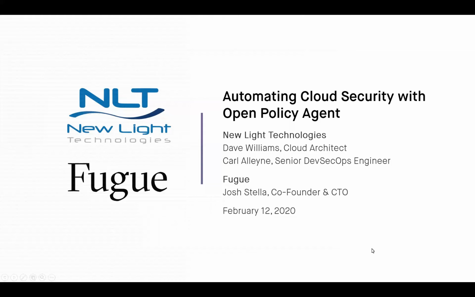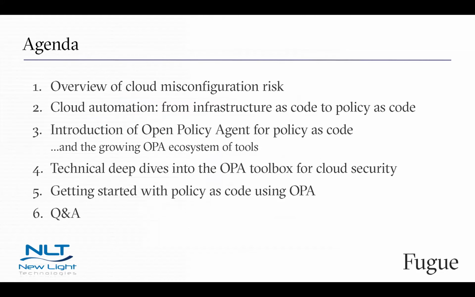But just to get things started, we want to do a little introductory information around misconfiguration, OPA, et cetera. So the agenda today, we're going to do an overview of what cloud misconfiguration is and the risk of it. We're going to talk about some cloud automation topics, from infrastructure as code to policy as code. We're really talking mostly about layering open source policy as code into your software development lifecycle on the cloud today.